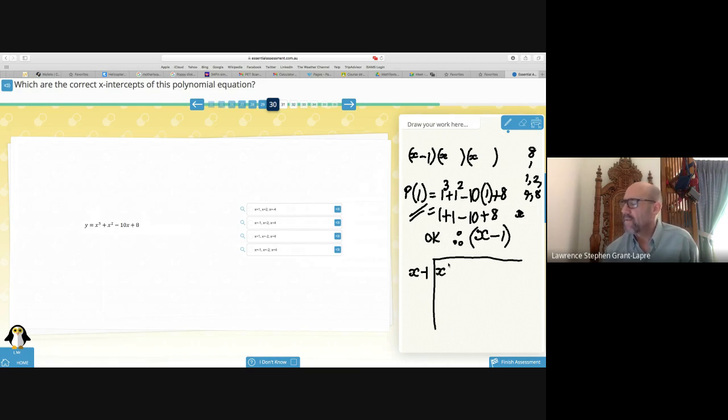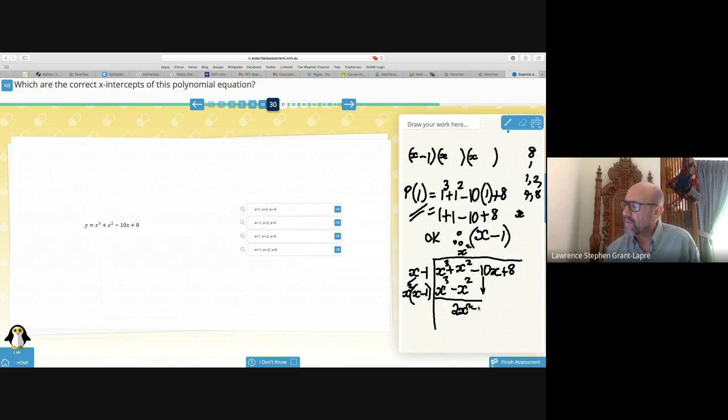Now, if x minus 1 is one of the brackets, you have to factorize this, rather than guessing and checking. So x times x squared is x cubed. If I expand this, I get x cubed minus x squared. You then have to subtract, so x cubed minus x cubed is 0. X squared minus negative x squared is 2x squared.